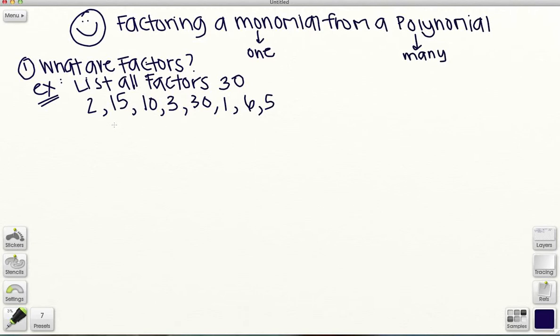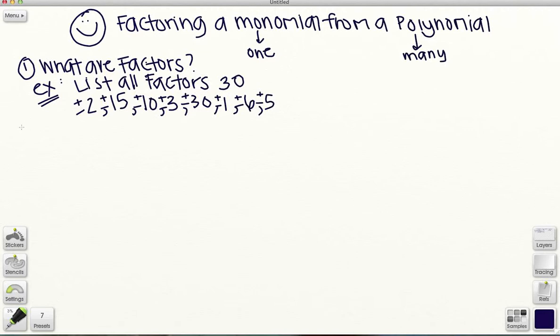But we also need to remember that when you multiply two negatives together, they make a positive. So we can do minus 2 and minus 15. Minus 2 times minus 15 is 30. We can do minus 10 and minus 3. That's 30. We can do minus 30 and minus 1. That equals positive 30. And then we can also do minus 6, minus 5. That also equals positive 30. So remember, to factor an expression means to list out all of the numbers that multiply together to make it.